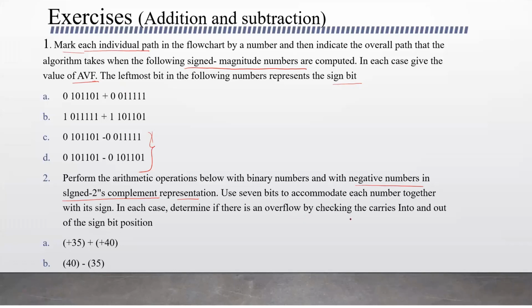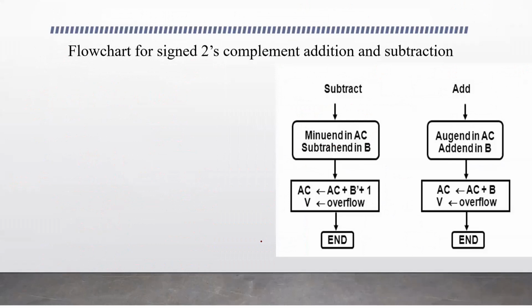So what we do, we perform these two operations, and then we check if there is an overflow. In signed 2's complement representation, if there is a negative number, it needs to be 2's complemented. And here it is subtraction, so again we take the 2's complement of the subtrahend. Let's take the first problem here, and the flow chart is this, for 2's complement addition and subtraction.